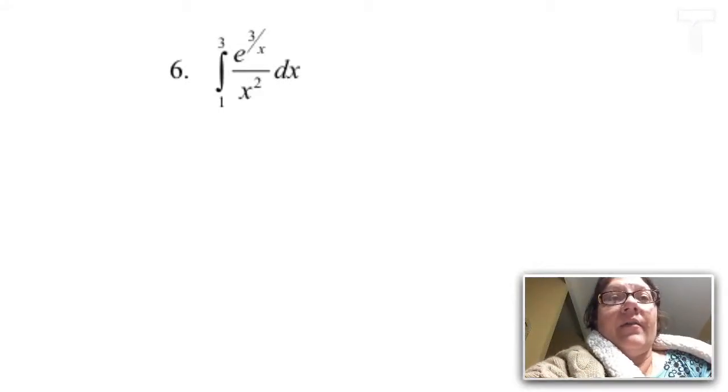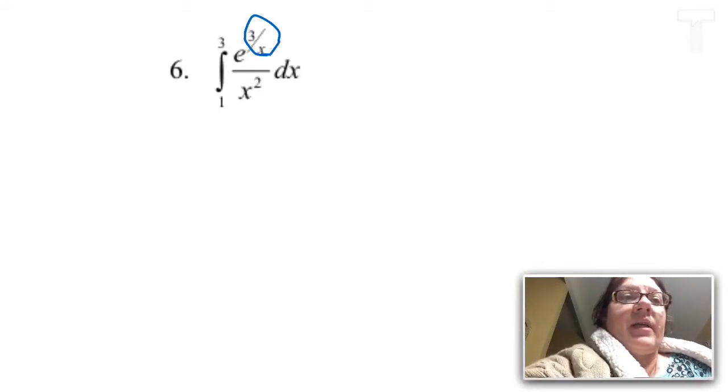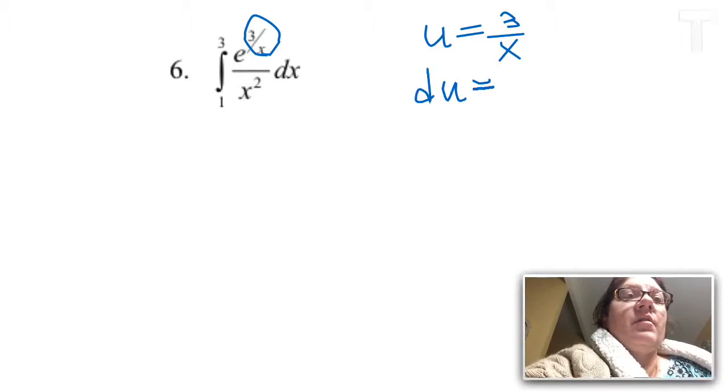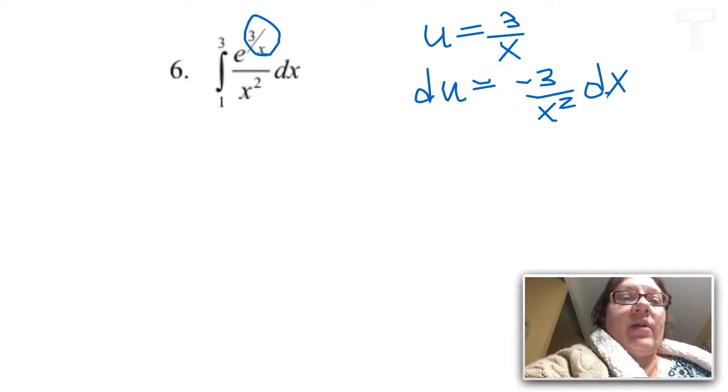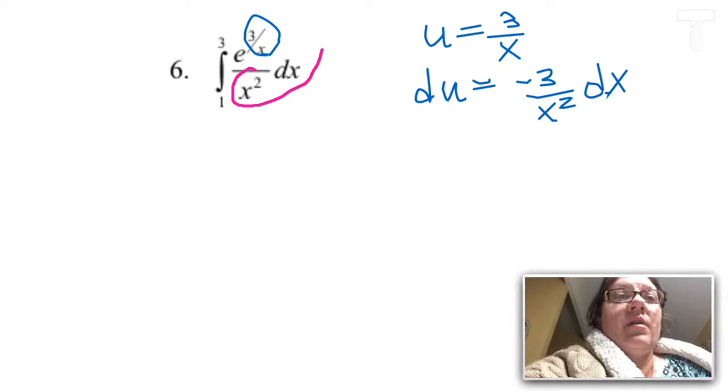Again, I can't have crazy exponents on my e's, so I'm going to let u be my crazy exponent. And then when I take the derivative of it, of course that'll be a negative 3x to the negative 2, so over x squared. And then I keep my fingers crossed and I look over there and say, do I have all of that? Well, I got most of it. I'm just going to have to slip in a little negative 3. But if I do that, I'll need a negative 1/3 out front.